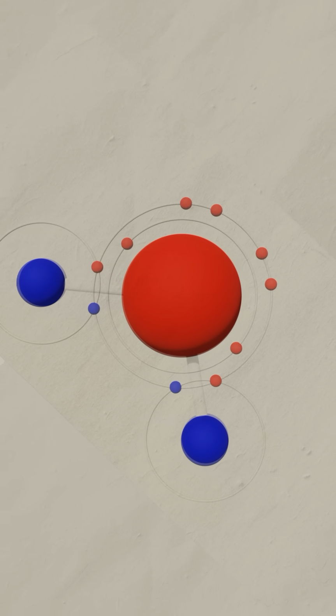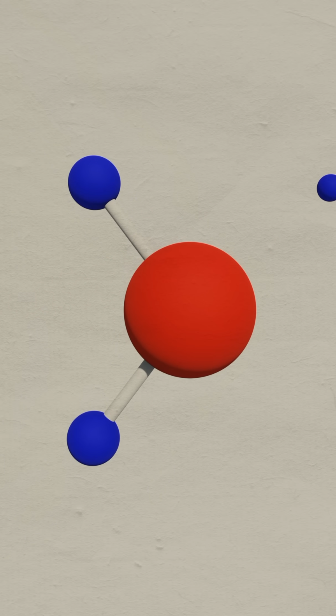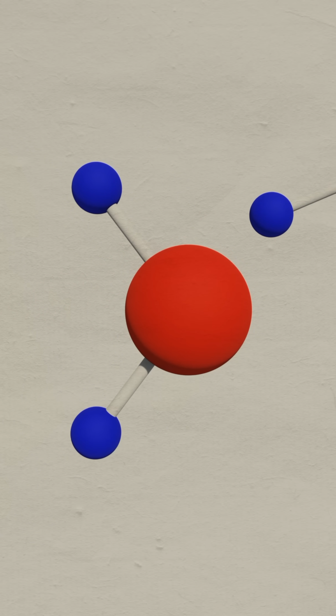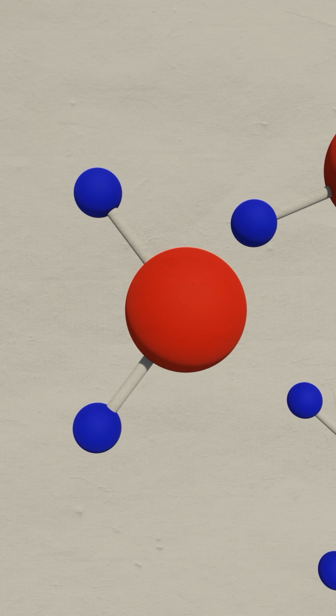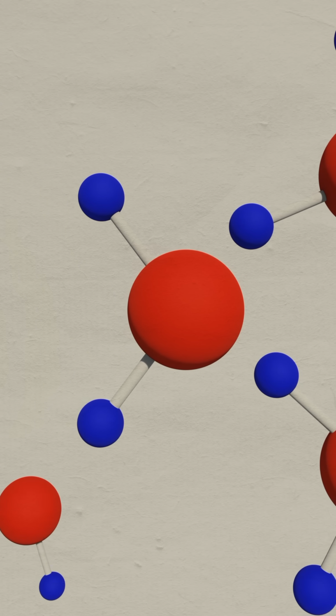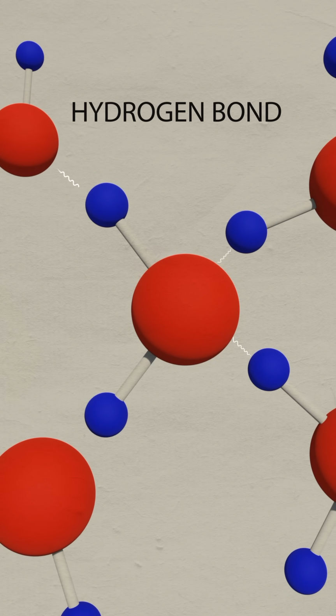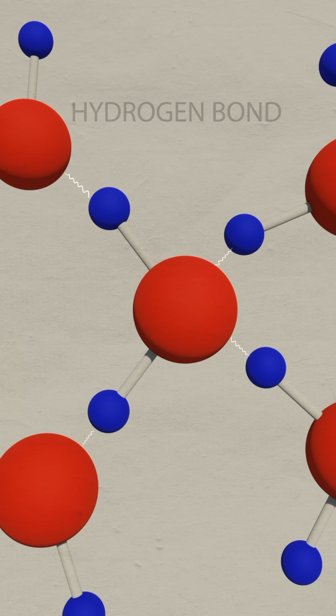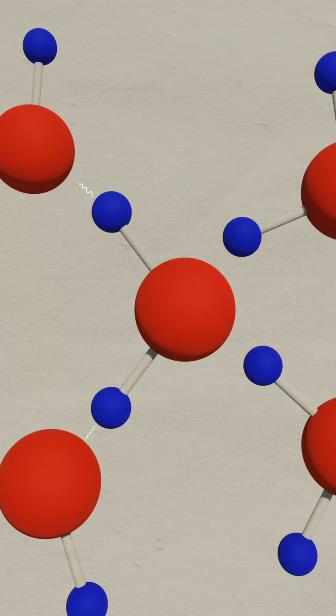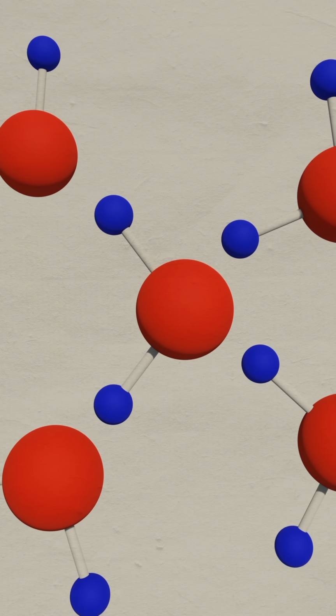And because it's a polar molecule, it now attracts other water molecules that are also polar. These oppositely charged atoms now form bonds that are called hydrogen bonds, with up to 4 other different water molecules. The hydrogen bond is not as strong as the covalent bond, but provides the key to understanding water's behavior and characteristics.